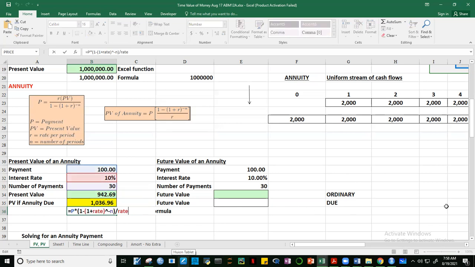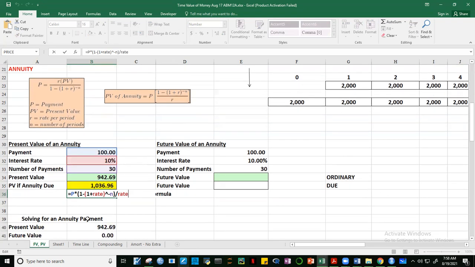Okay, so let me just flash that and I'll give you a few seconds to work on that. What we did was give a name to this 100, the annuity, we named it P. Then the 10%, we named it rate. Then the 30, we named it N. So you notice, guys, how much better it is to give names to our cells.